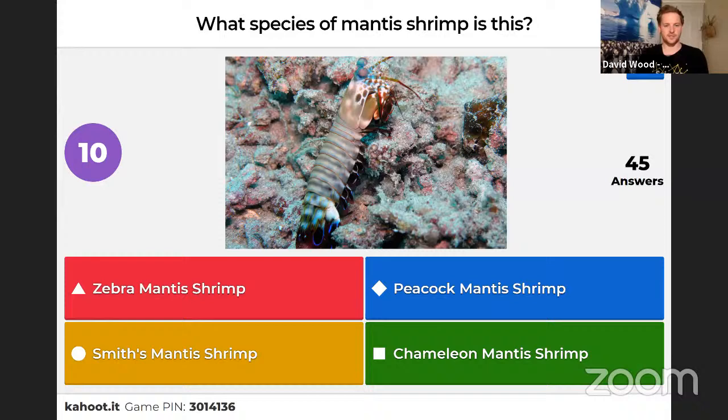Mantis shrimp, obviously known for their incredible punching abilities and their wide field of vision in terms of seeing different colors.